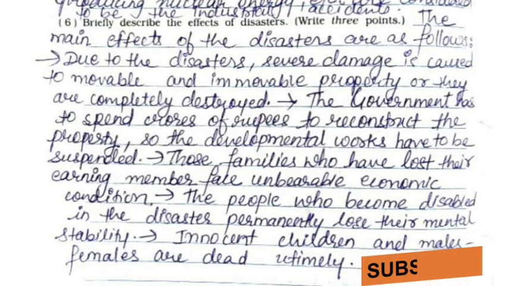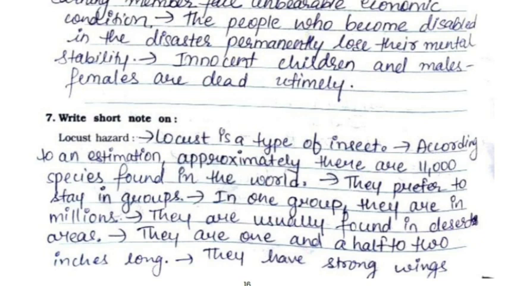Those families who have lost their earning member face unbearable economic condition. The people who become disabled in the disaster permanently lose their mental stability. Innocent children, males and females are dead untimely. Now we'll continue with question number 7, that is, write short note on locust hazard.